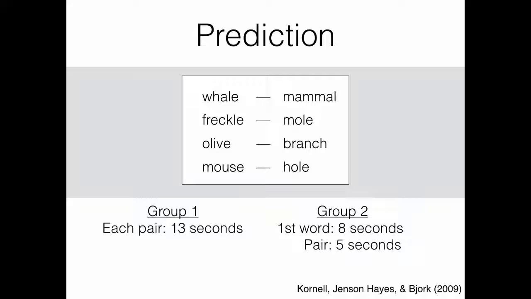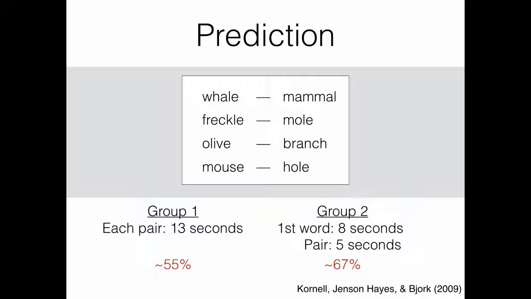So each group got to study the pairs for 13 seconds each, but Group 1 got to see the pairs together for the full 13 seconds. Group 2 only saw the pairs together for 5 seconds. During the test phase, when given just the first word of each pair, Group 1 recalled the second word an average of 55% of the time. Group 2, 67% of the time.